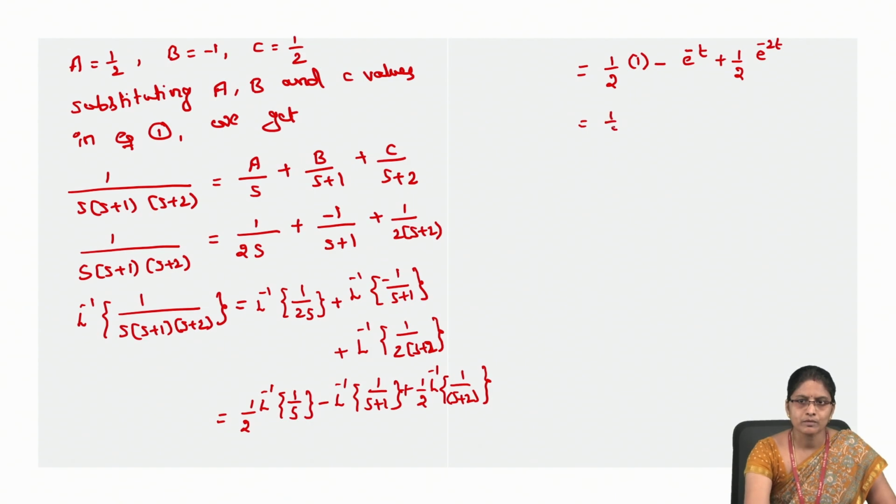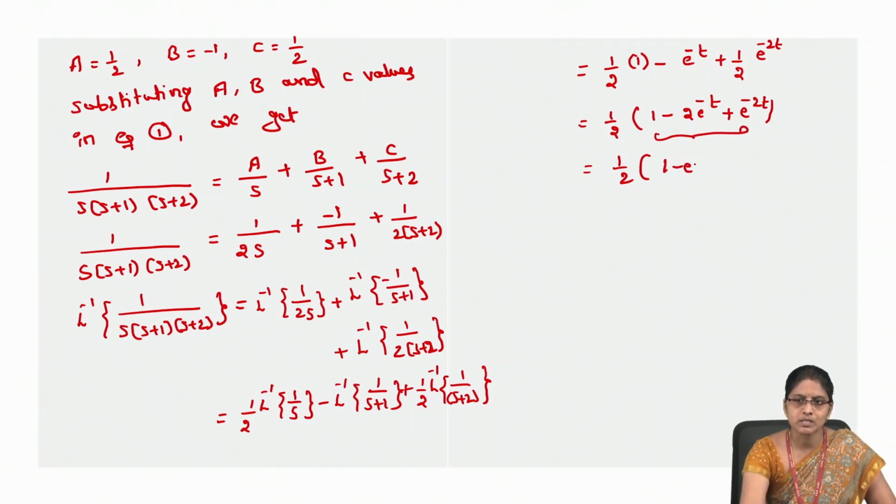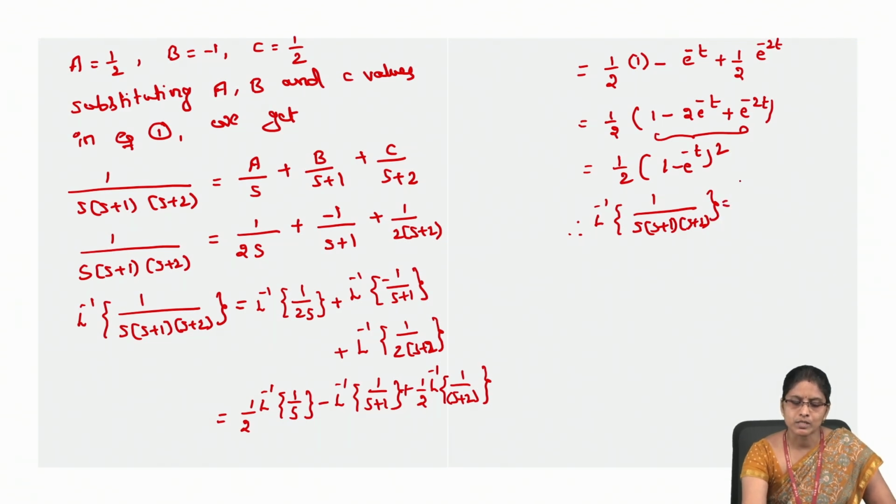Take 1 by 2 common. 1 by 2 into 1 minus 2 e power minus t plus e power minus 2t, that equals 1 by 2 into, and this whole expansion is equivalent to, 1 minus e power minus t whole square. Therefore, inverse Laplace transform of 1 by s into (s plus 1)(s plus 2) is equal to f of t. What is f of t here? We get 1 by 2 into (1 minus e power minus t) whole square.